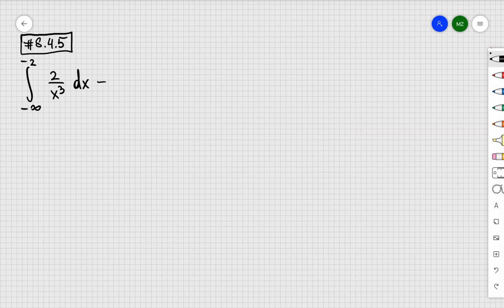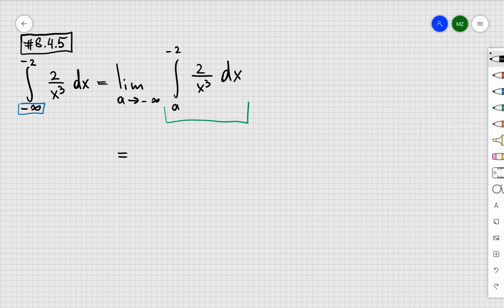As our next problem, let's try to do 8.4.5. So we have the improper integral between negative infinity and negative 2 of 2 over x cubed. Since I have negative infinity on the bottom, I'm going to set up this integral as a limit when a goes to negative infinity of the integral between a and negative 2.